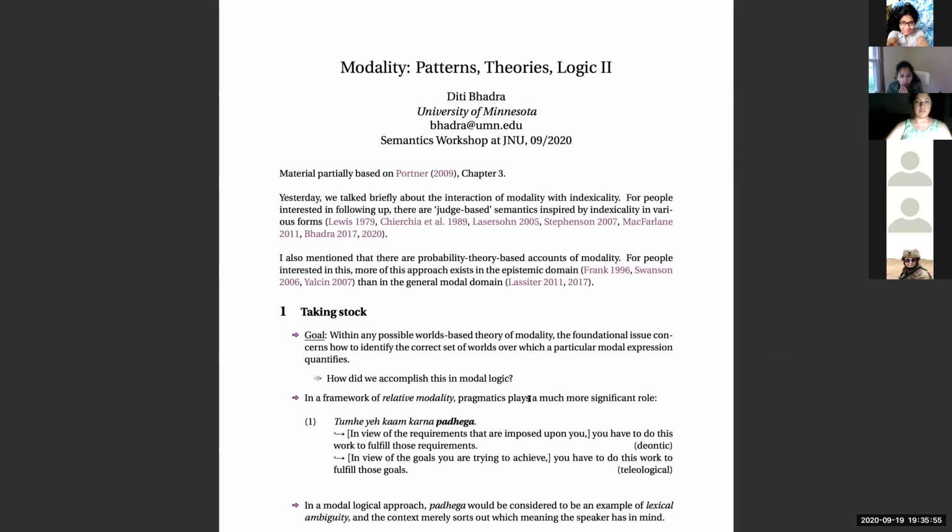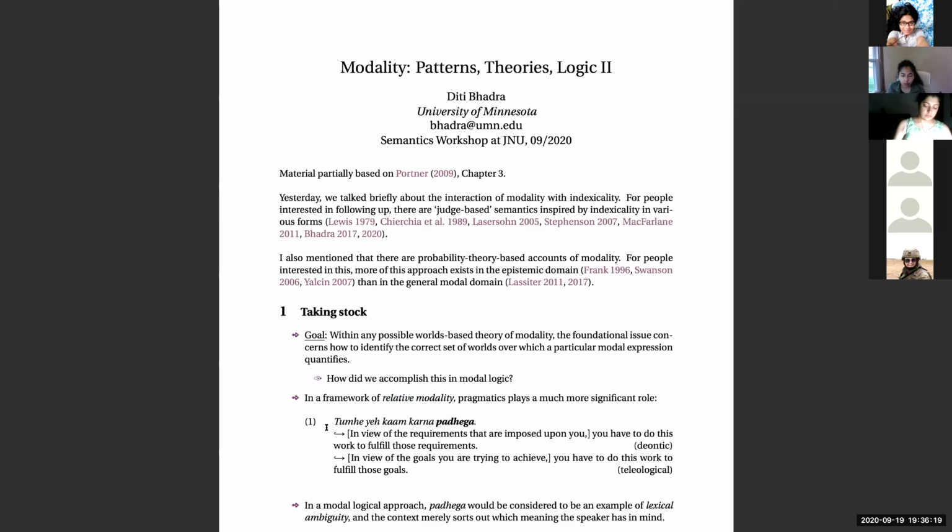Okay, so that was how we did it in modal logic, and we saw some problems of overgeneration and things like that. So let's move on to seeing what the other school of thought says and what it can achieve. The other school of thought is called relative modality. We'll come in a second to why it's called that, but pragmatics plays a more significant role.